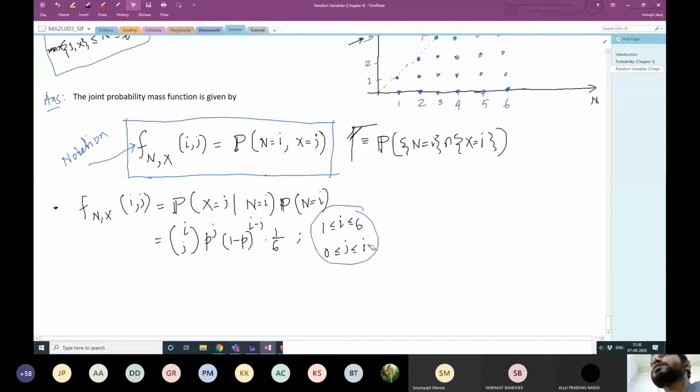Equivalently, which is not necessary, you can also write this as 0 less than or equal to j less than or equal to 6, and max(1, j) less than or equal to i less than or equal to 6. So you can alternatively write it in that way also, but it is not necessary. This one looks easier.